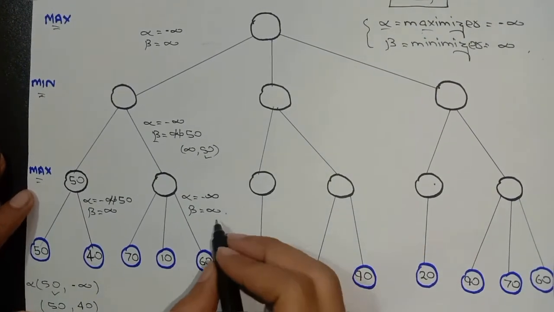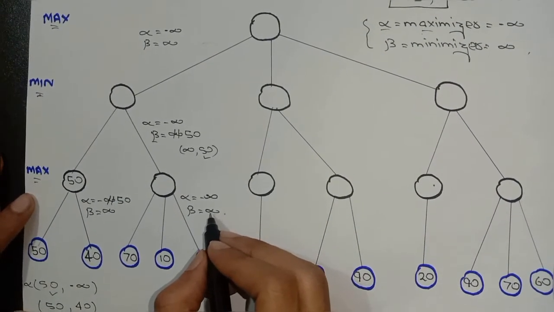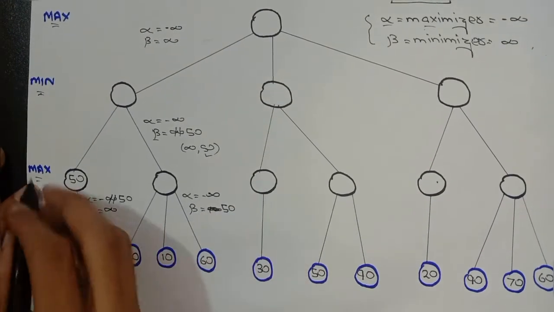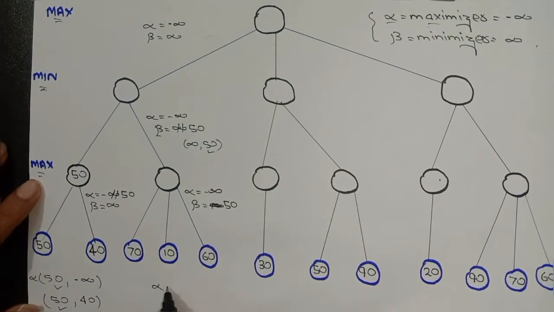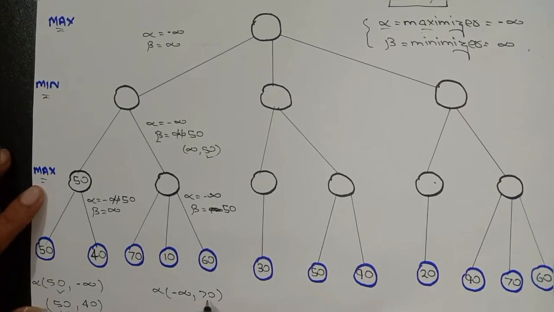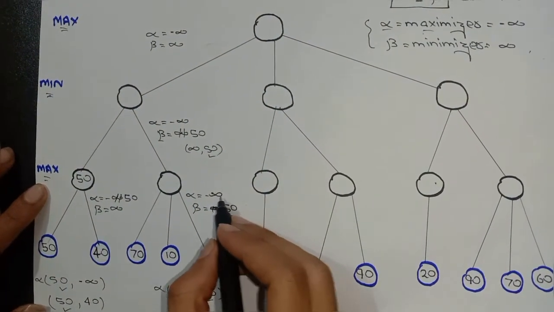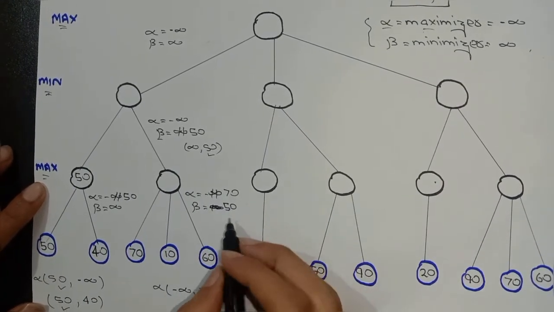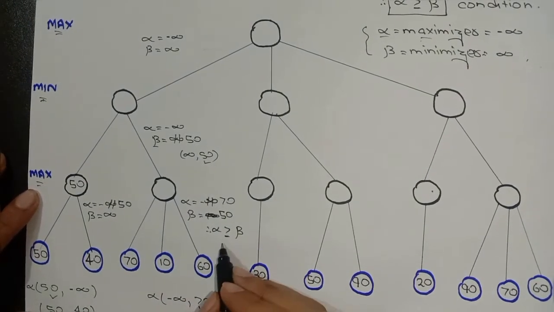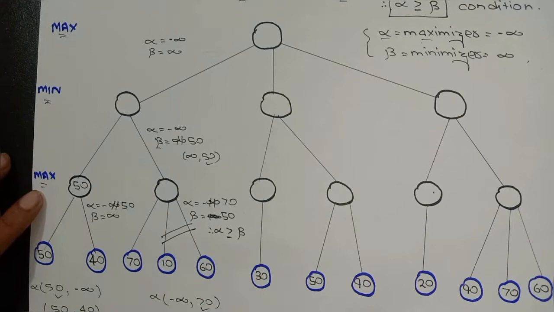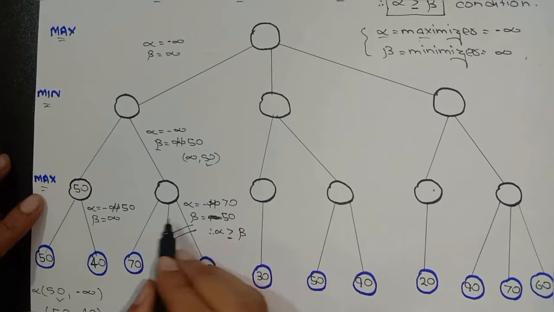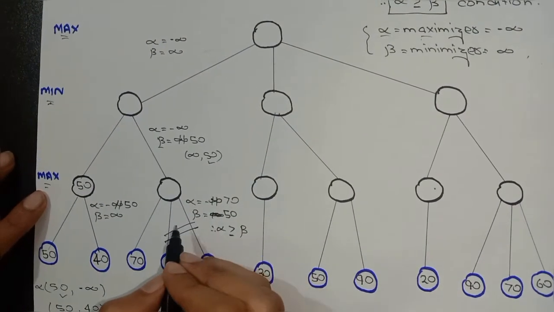So here I am again at a maximum level, so I will check with alpha because alpha is our maximizer, and the beta value here is 50. At the maximum level, check: is minus infinity maximum or 70 maximum? Definitely 70 is maximum. So guys, give all your consideration carefully here. The alpha value becomes 70, and the condition is true because alpha is greater than or equal to beta.